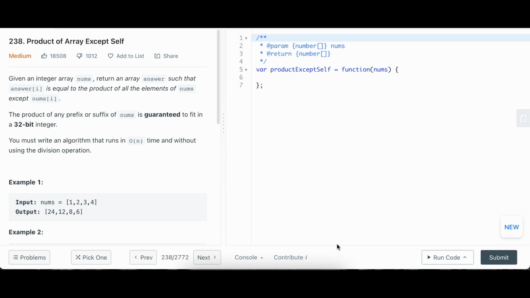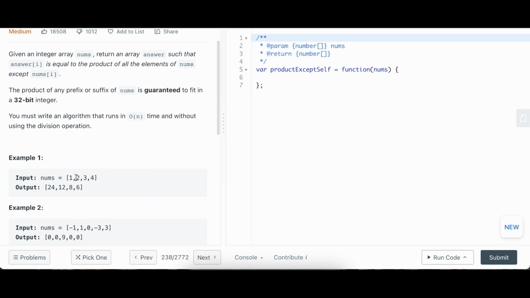So the problem we are going to solve today is product of array except self. We were given an integer array nums. We have to return an array answer such that answer at i is equal to the product of all elements of nums except nums at i.